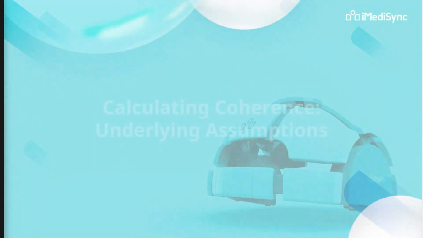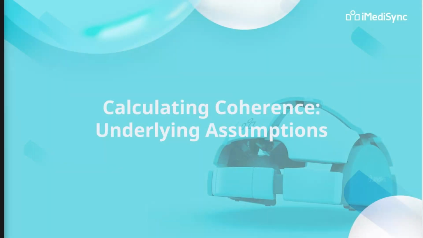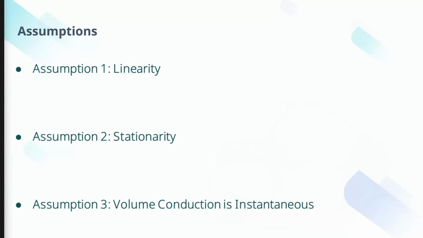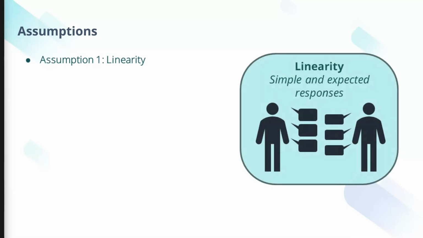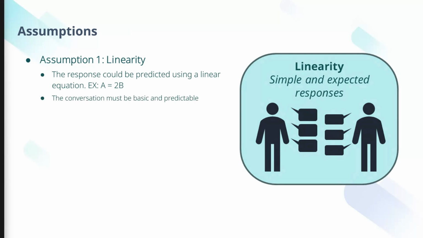So now that we have an idea of how we can get the EEG at these different 68 regions of interest, let's actually talk about how to calculate coherence between the regions, starting off with some assumptions. These are the 3 assumptions we're going to talk about: linearity, stationarity, and volume conduction is instantaneous. So, assumption number 1, linearity: simple and expected responses. We're just assuming that the system is linear, which means that the conversation for our metaphor here must be basic and predictable. I say hi, you say hello.